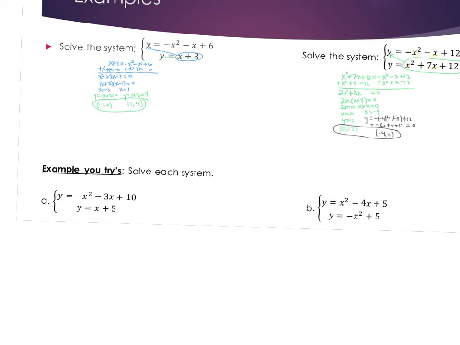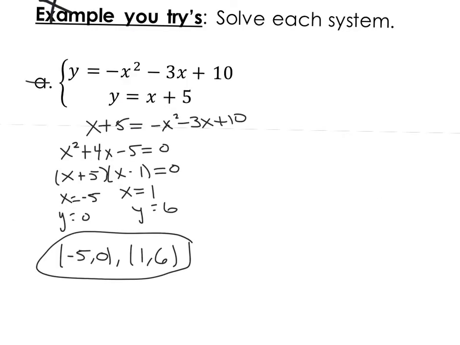Take a minute or two and try the two example You Tries. Hopefully for part A, you do get the solution points negative 5, 0, and 1, 6.